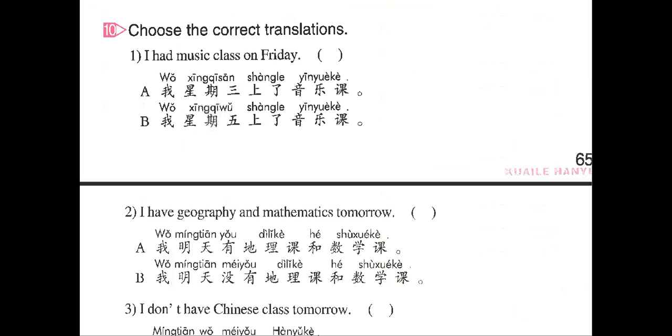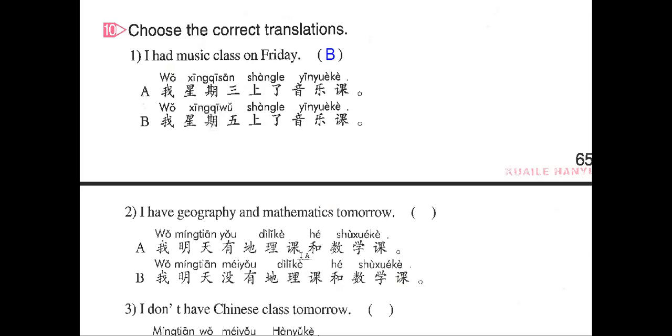So we continue in page number 65, activity number 10, okay? Choose the correct translations. The first sentence we have here is, I had music class on Friday. And we have 2 different possibilities. We have to choose A or B, okay? The first one, 我星期三上了音乐课，我星期五上了音乐课. The key here is in these 2 words, okay? 星期三, remember this is Wednesday, and 星期五, this is Friday, okay? So this one is the correct. Here we're writing letter B, okay?